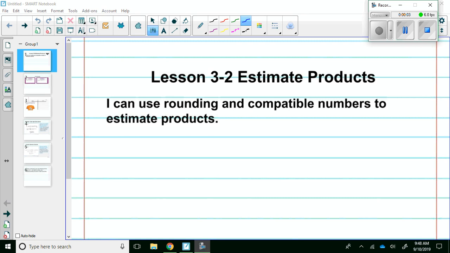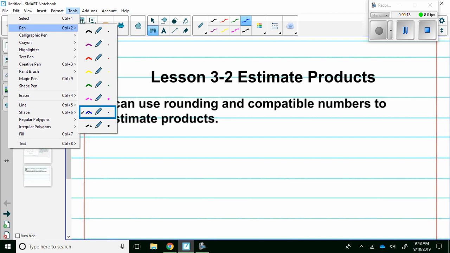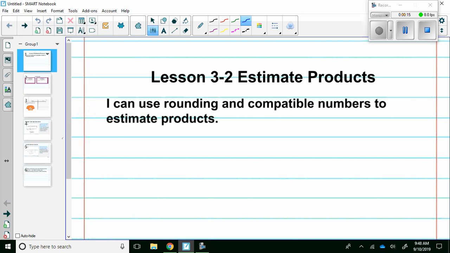Welcome to lesson 3-2, estimate products. Products is an answer to a multiplication problem. So we will be multiplying and you will be estimating the products, the answer to a multiplication problem. Your I can statement is I can use rounding and compatible numbers to estimate products.